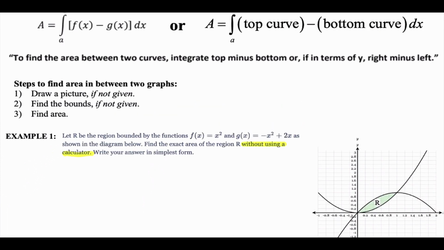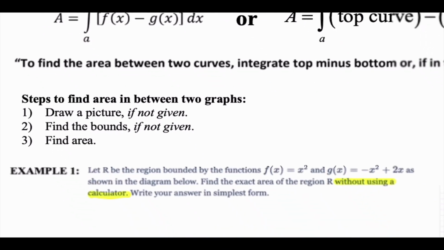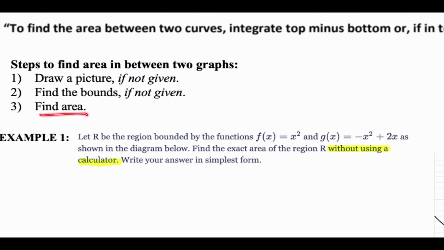Bounds. Sometimes they won't give you the bounds. They'll always give you the two functions, always. But sometimes they won't give you the bounds. You got to find the bounds. Okay, like on the first one, they're not going to give us the bounds. And then find area.